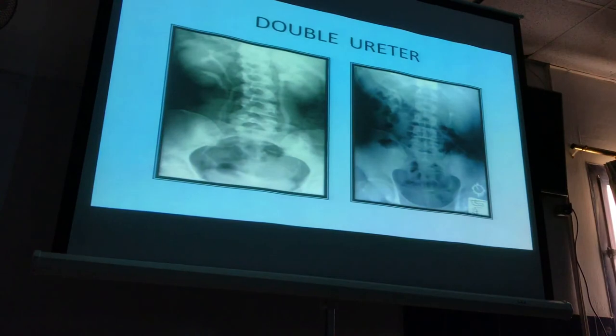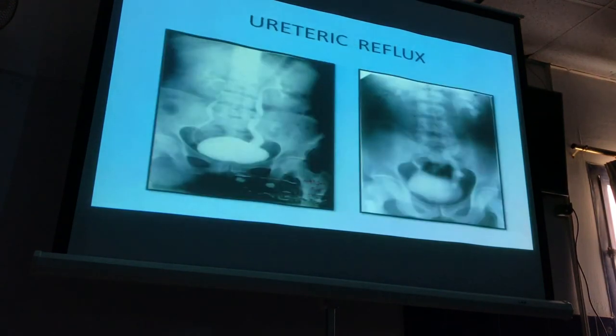The example, one of the congenital anomalies that occur in the kidney, the double pelvis and double ureter. Double pelvis and double ureter. أظن واضح جدا العيان عنده حالبين وعنده اثنين pelvis.